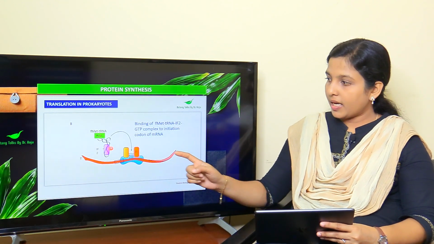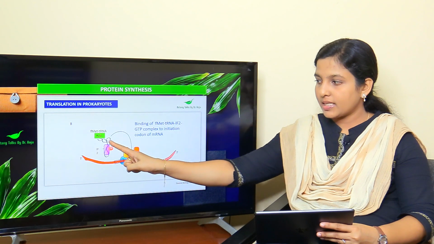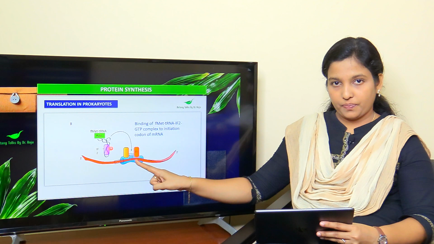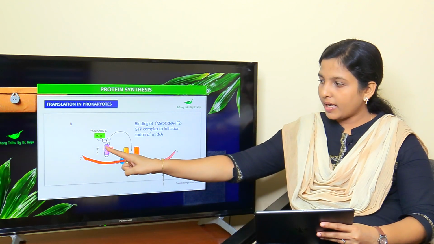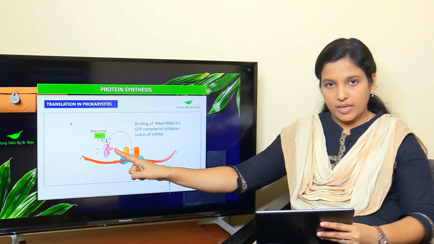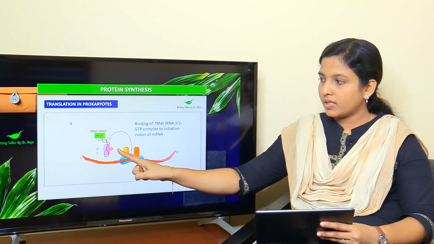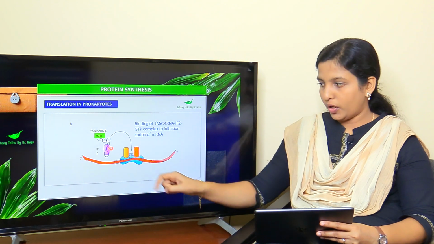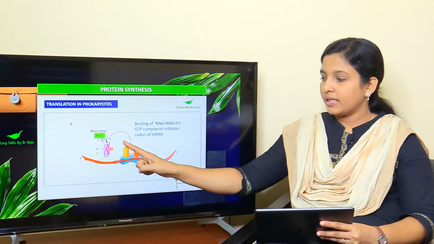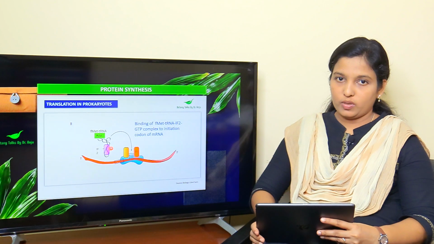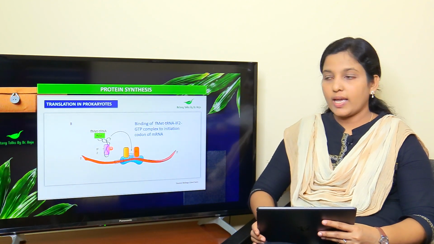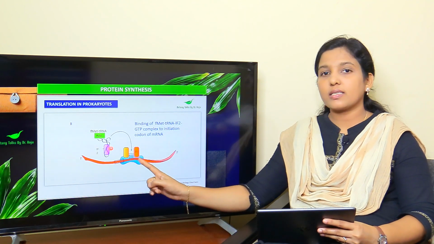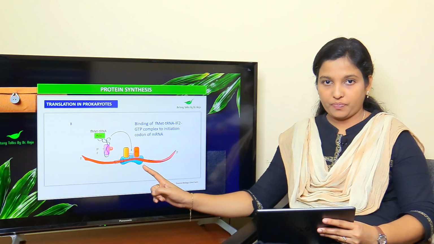The second step is binding of fMet-tRNA to the start codon of mRNA. This is facilitated by the IF2-GTP complex. Energy for this binding is provided by the hydrolysis of the GTP molecule, and it is driven by IF2. Initiation factor 2 associates with fMet-tRNA and helps it to bind to the start codon on mRNA.